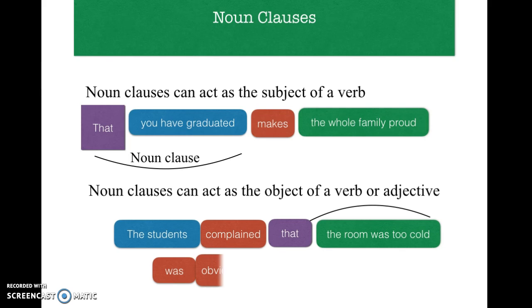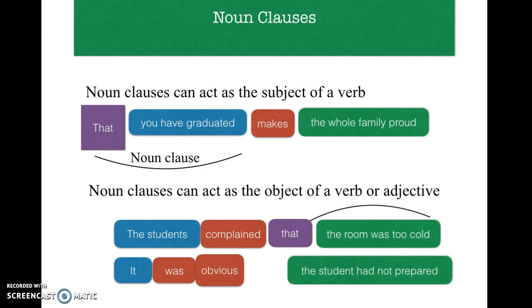After an adjective as well. So for example, obvious is the adjective here. So it was obvious. The student had not prepared. Again, we can use that to open up the noun clause that acts as the object. But when a noun clause is the object of a verb or an adjective complement, we don't really need that. So we can take that out of both of them.